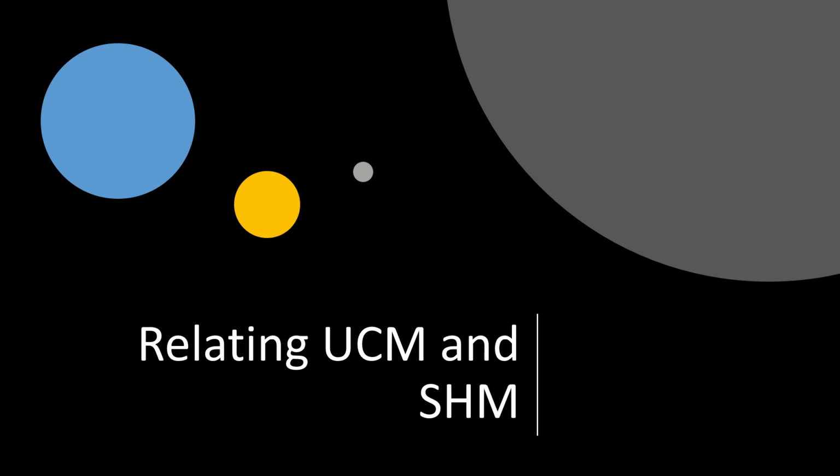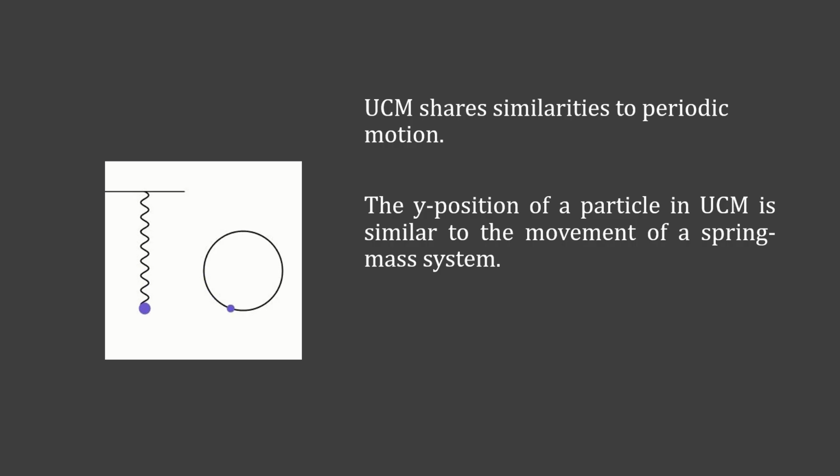So for now, we're starting with relating UCM and SHM. We're relating uniform circular motion to simple harmonic motion because we already know a lot of concepts regarding UCM, and an interesting point is that UCM shares a lot of similarities with periodic motion. In the animation on the right, you have a spring that moves up and down, a vertical spring, and correspondingly a particle moving around in a circle. What's interesting is that the y position of a particle in uniform circular motion, if you graph it as a function of time, is similar to the movement of a spring-mass system.